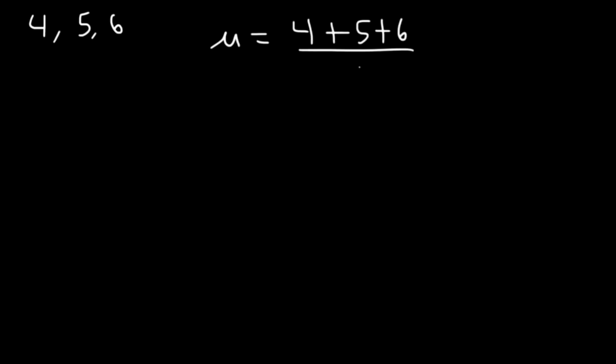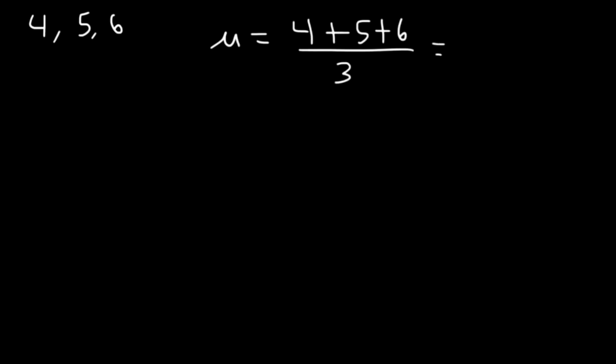Now let's calculate the standard deviation for the other set of numbers, 4, 5, and 6. So why don't you go ahead and pause the video and try this example. Calculate the standard deviation using the same formula. So let's go ahead and begin. Let's calculate the population mean. It's going to be 4 plus 5 plus 6 divided by the number of numbers that we have, which is 3.